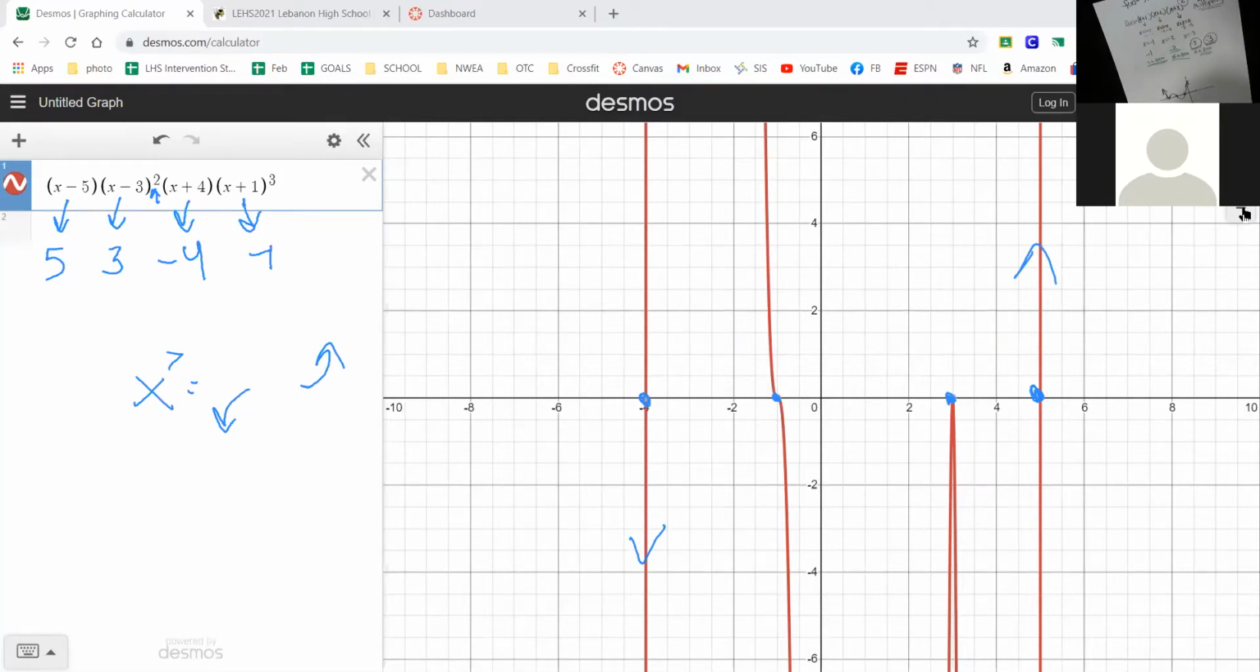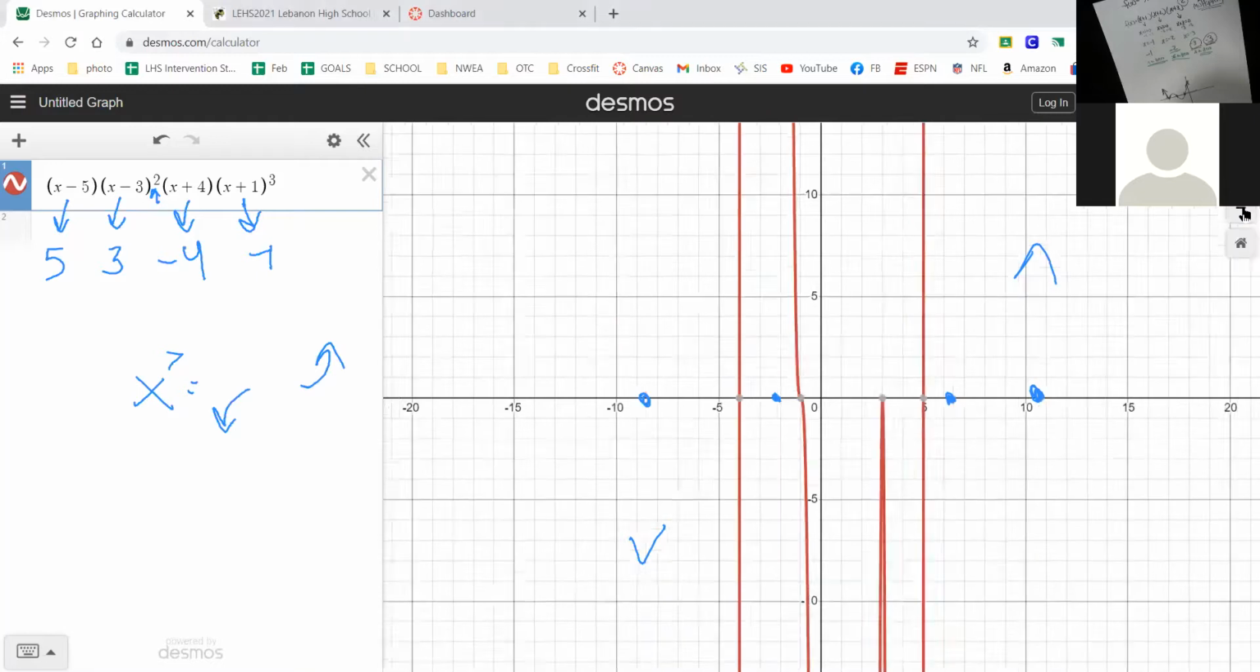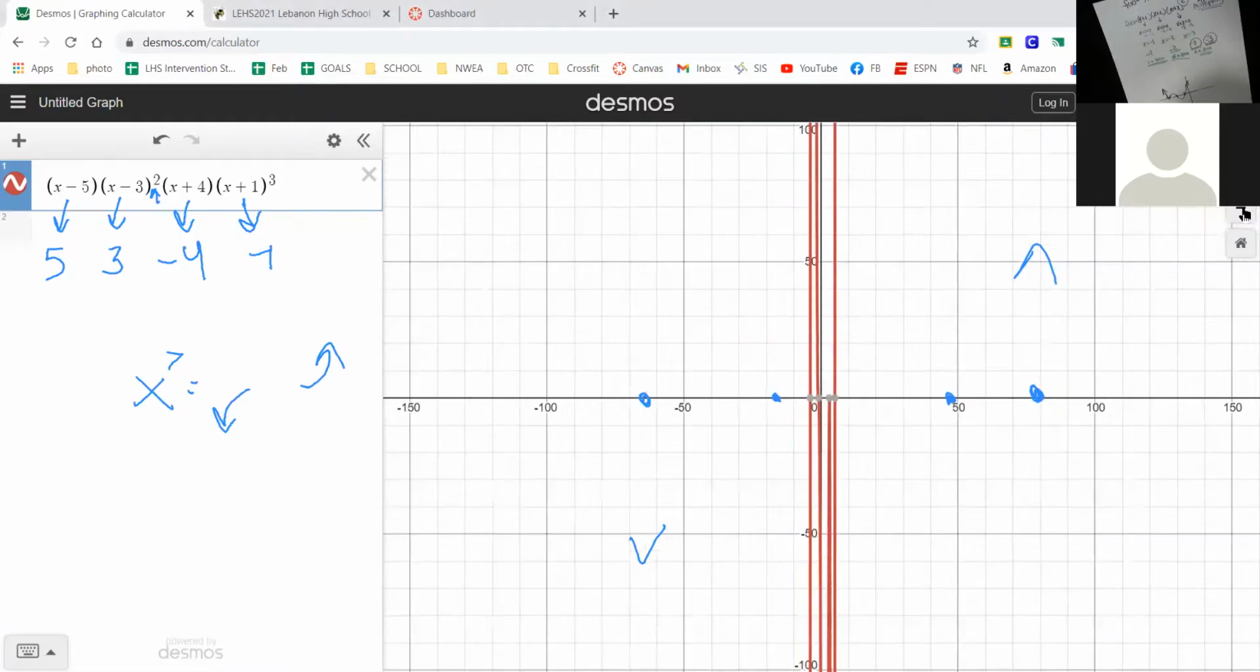If I zoom this out, never mind. It's going to have to be zoomed way too far out to be able to mess with that. All right.